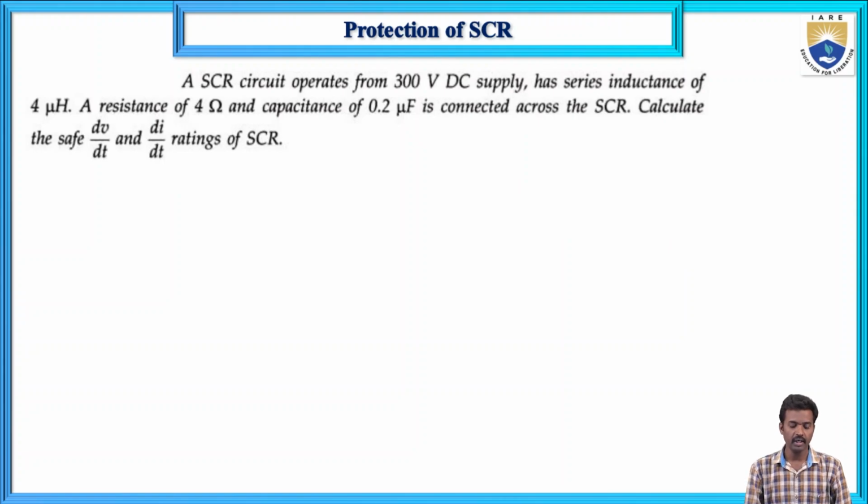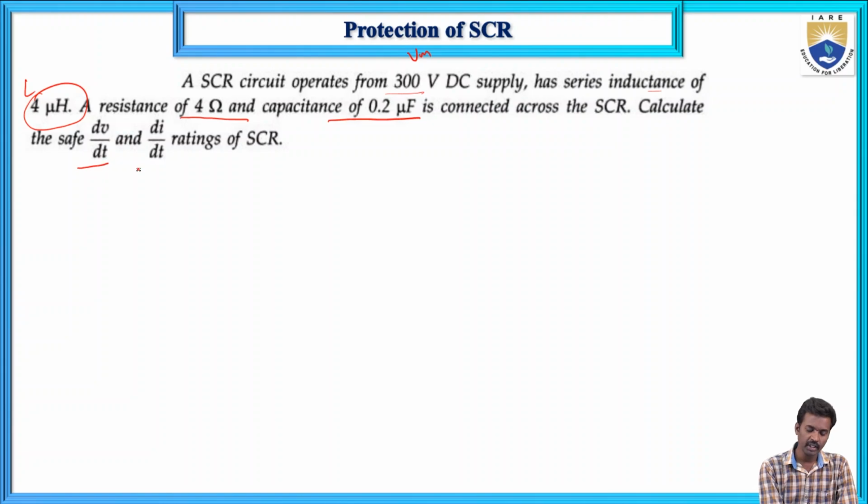An SCR operates from 300 volts, that is Vm equals 300 volts, and it has series inductance L equals 4 microhenries, that is 4 into 10 power minus 6 henries. A resistance of 4 ohms and a capacitance of 0.2 microfarad is connected across the SCR. Calculate the dV by dt and di by dt ratings of the SCR.